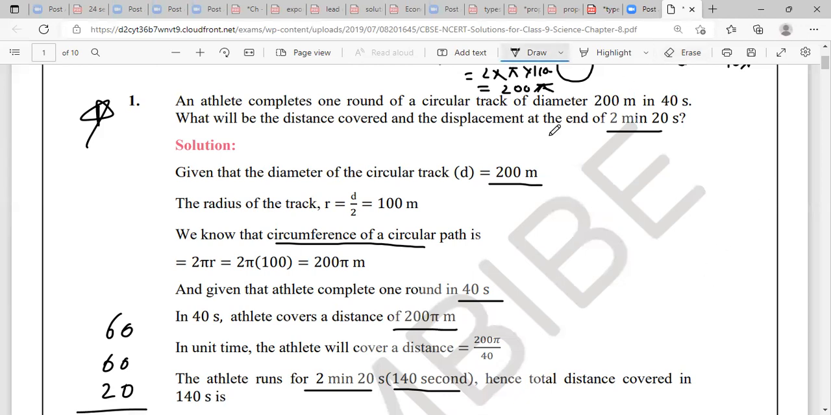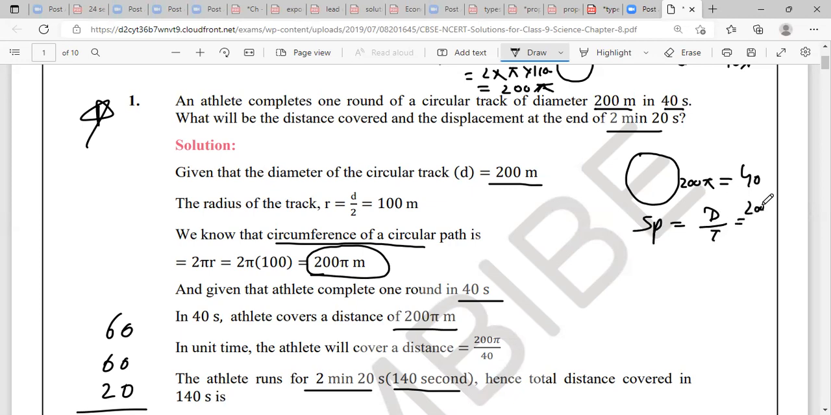It is given that an athlete completes one round of a circular track. This is the circular round, which has this diameter, and he completes it in 40 seconds. How much distance does he cover? Of course, you will find the circumference, and you will get the answer 200 pi. So he is covering 200 pi distance in 40 seconds. What is the speed? Speed equals distance upon time. Your distance is 200 pi and your time is 40. So this is your speed.